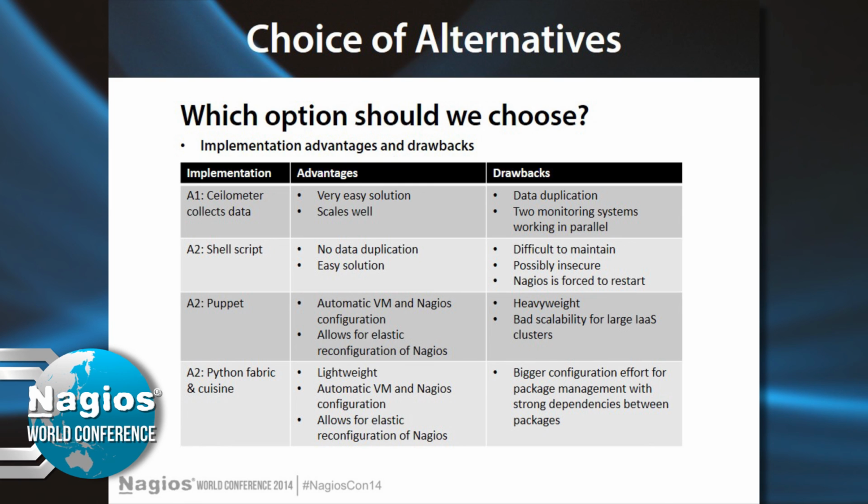The advantage of the other solutions is that you don't have data duplication. Shell scripts are quite an easy solution, but difficult to maintain, possibly insecure, and Nagios is forced to restart. So it's better to go with a configuration management tool, which automatically updates the VMs and the Nagios configuration, and which allows for elastic reconfiguration of Nagios.